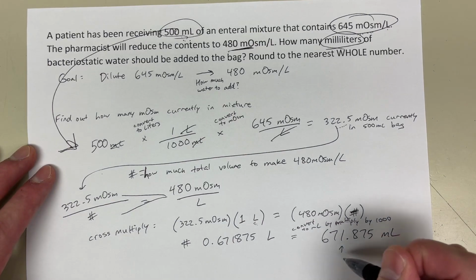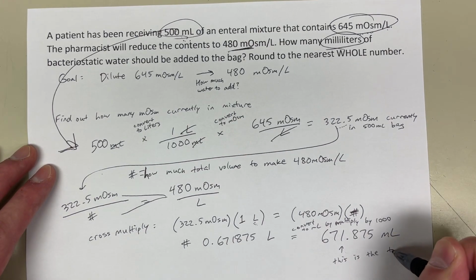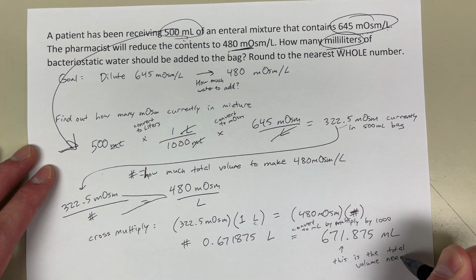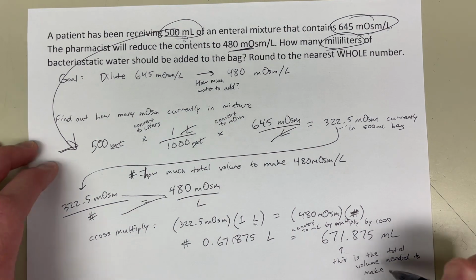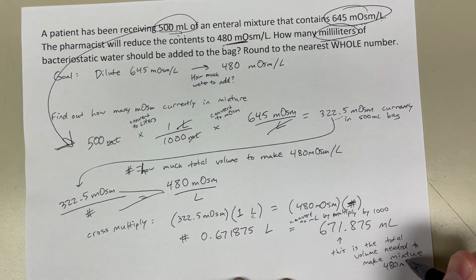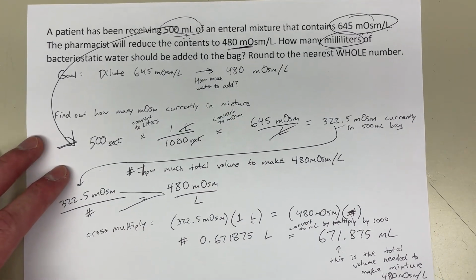So this number here, this is the total volume needed to make the mixture 480 milliosmoles per liter, right? That's what the question wants.